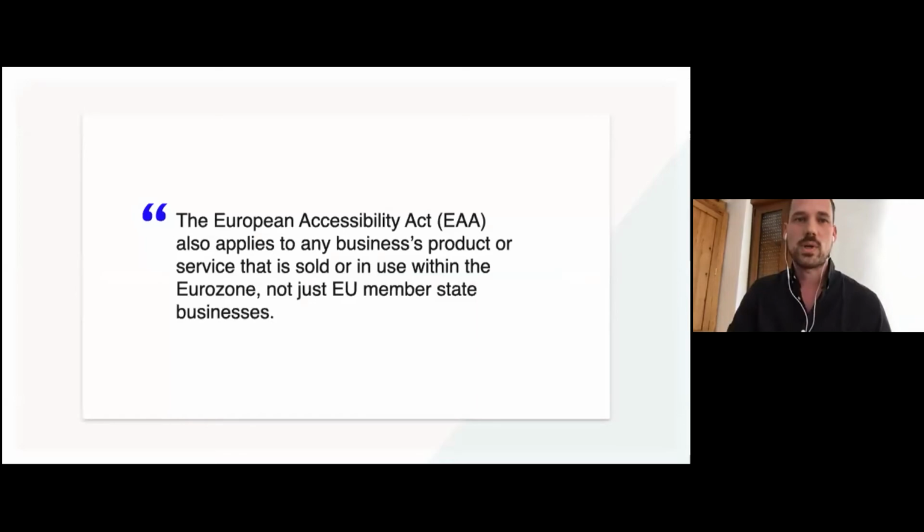In Europe, we have the EU Web Accessibility Directive, which means that by September 21st, 2020, all public sector websites have to be accessible. Plenty of member states already have some form of accessibility legislation. But last year, the EU adopted the European Accessibility Act, which means that the EU member states have 2 years to translate that act into their national laws. And that will have quite some impact, as it will reach further than just European businesses. As you can see here, the European Accessibility Act also applies to any business product or service that is sold or in use within the Eurozone. So it's not just member state businesses.